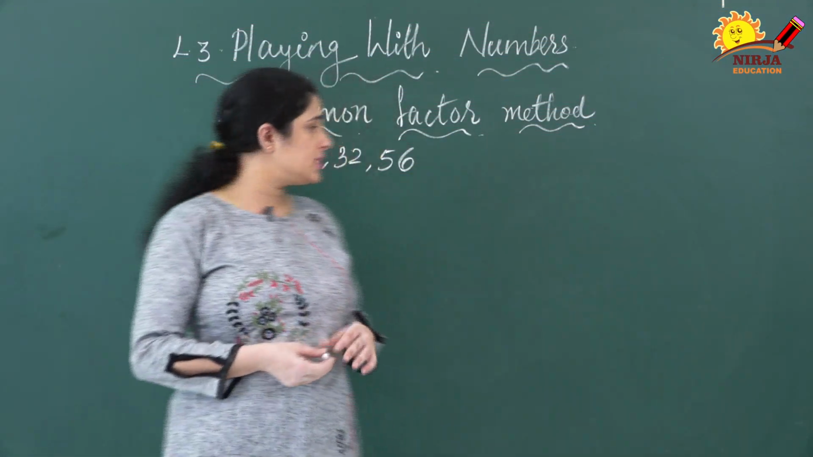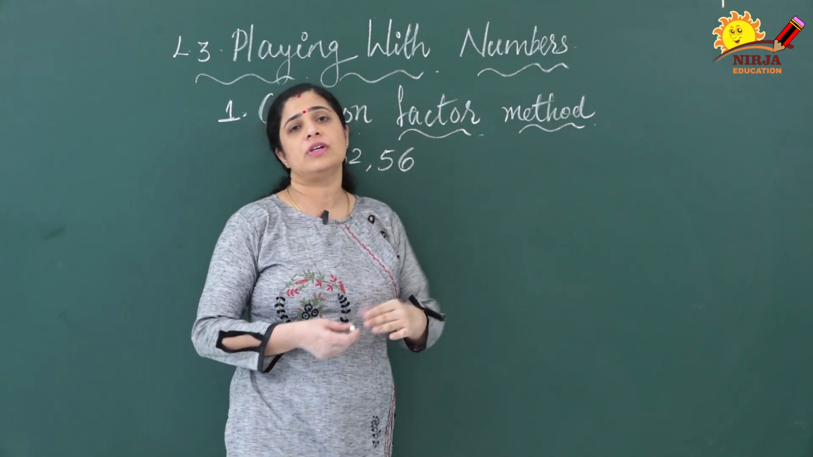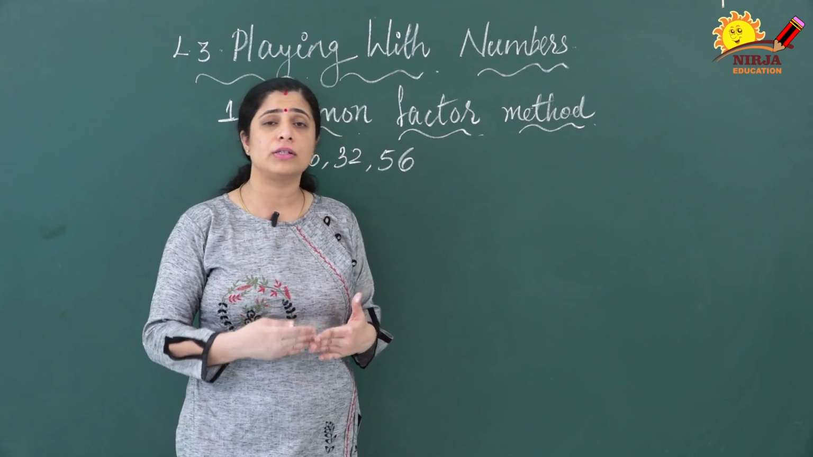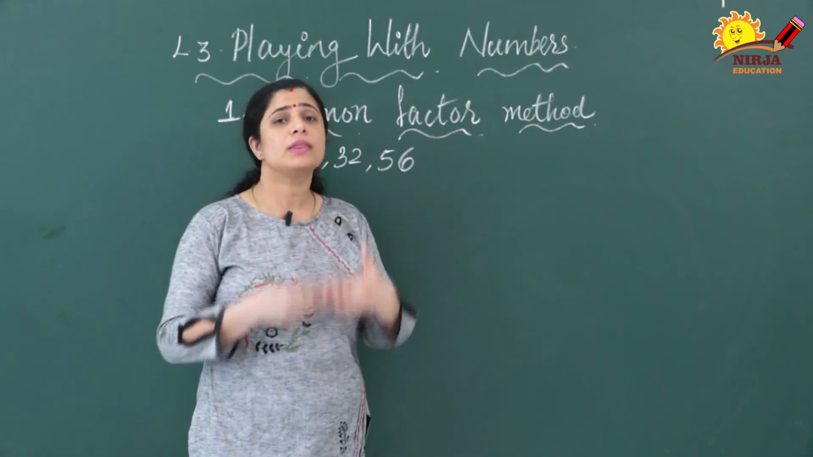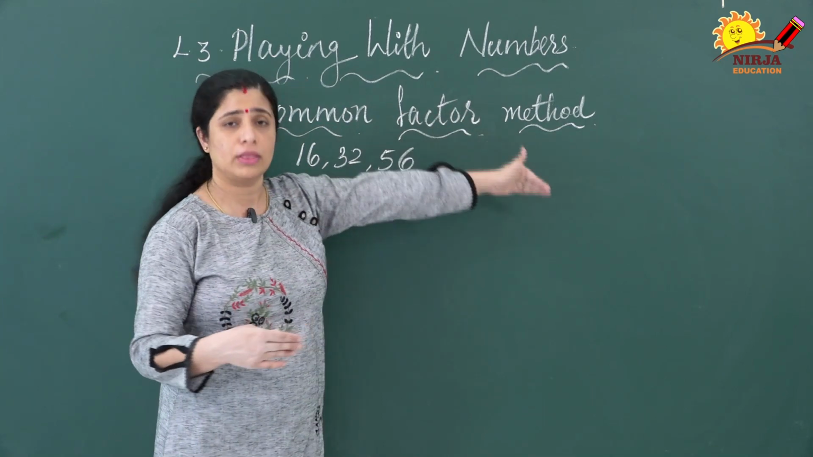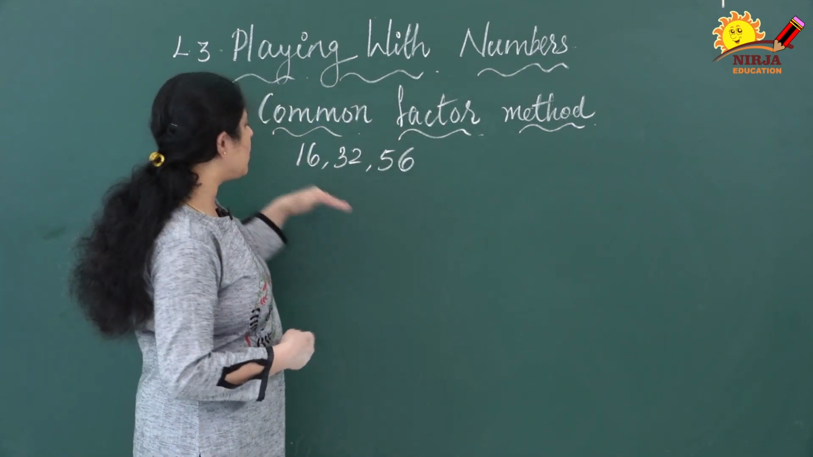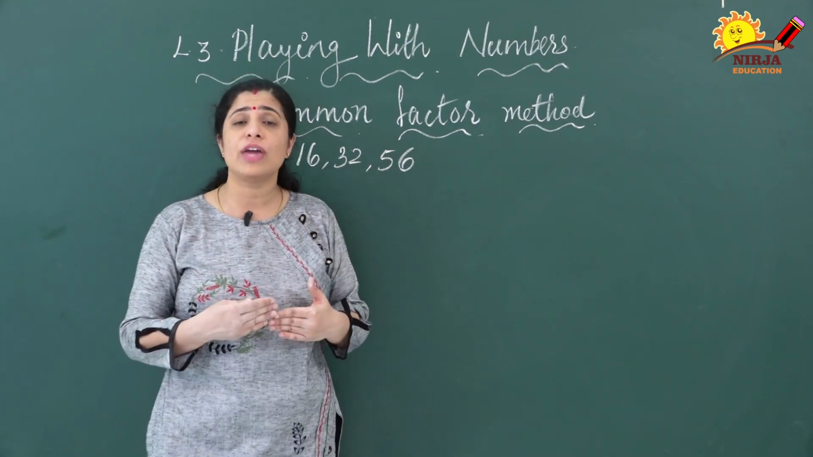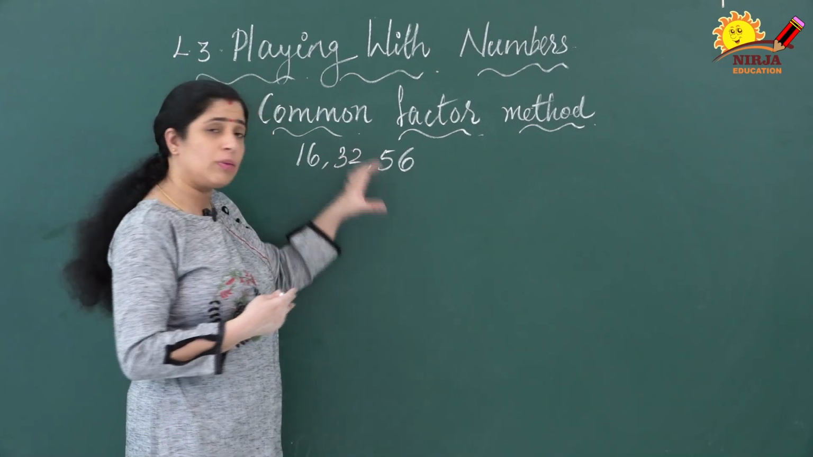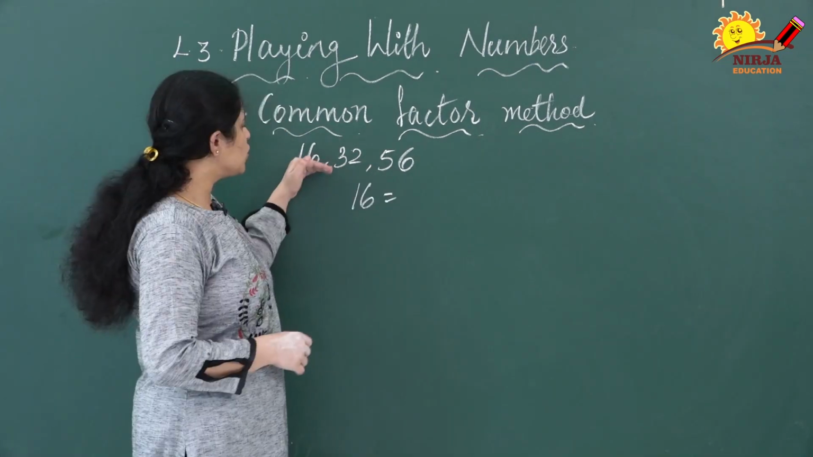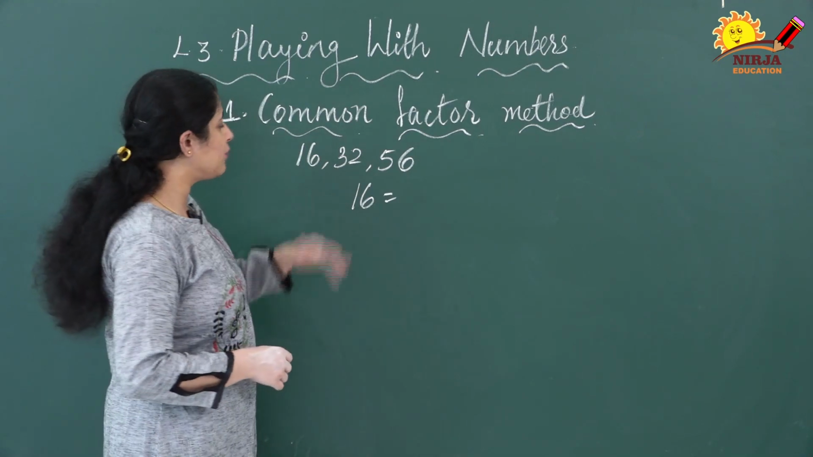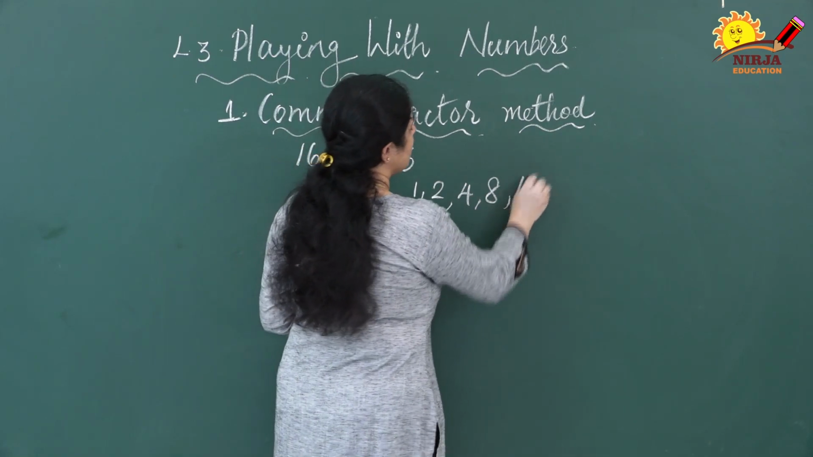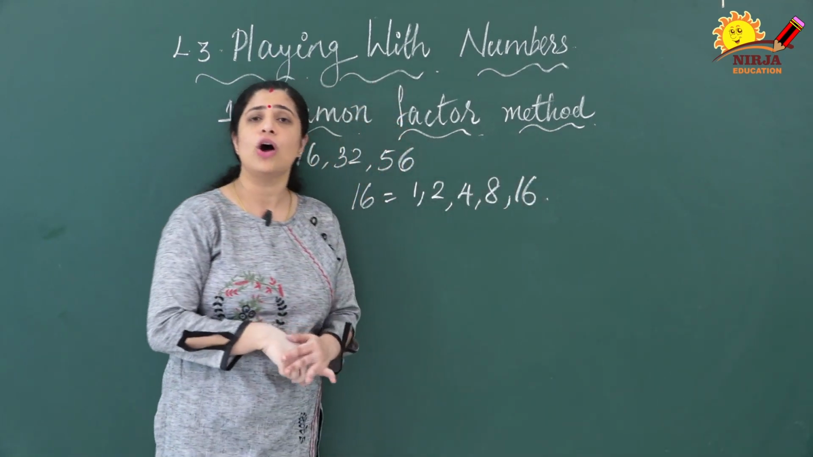The first method is the common factor method. In the previous case, first we noted down the factors, then from that we found the common factors, then we found the HCF. We do the same in the common factor method also. Here we have taken 3 numbers: 16, 32 and 56. First we have to write the factors of these numbers. We will write the factors of 16 first. The factors of 16 are 1, 2, 4, 8 and 16.